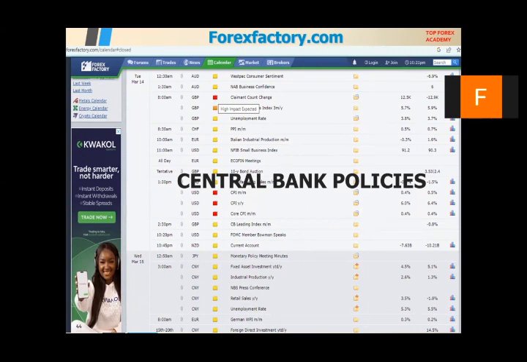Central banks play a key role in currency valuation: interest rate decisions, quantitative easing and tightening, and forward guidance. Let me explain it one after the other. Under interest rate decisions, higher rates attract capital inflows, increasing demand for the currency. Lower rates encourage borrowing, but weaken the currency.